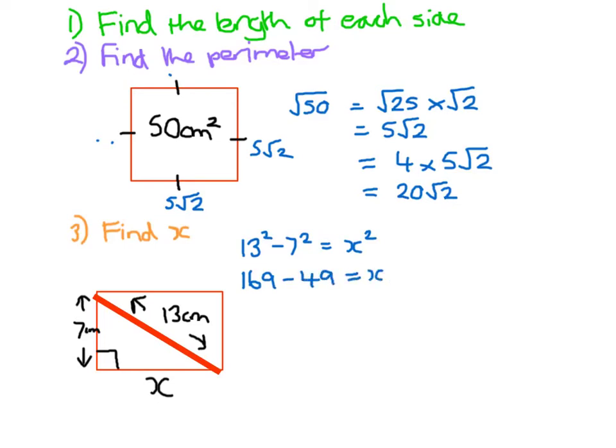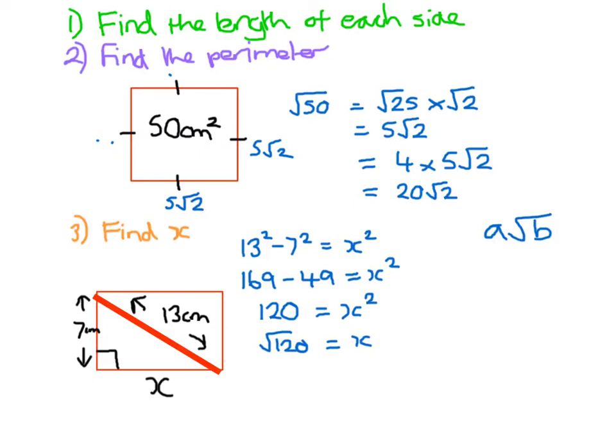So that must be x squared. 169 take away 49 is 120. So to find out what x is, we're going to square root 120. So we've got x equals the square root of 120 again. We're not going to just leave our answers like that. We need to try and simplify that into the form a root b, which is what we've been doing for the last couple of lessons.